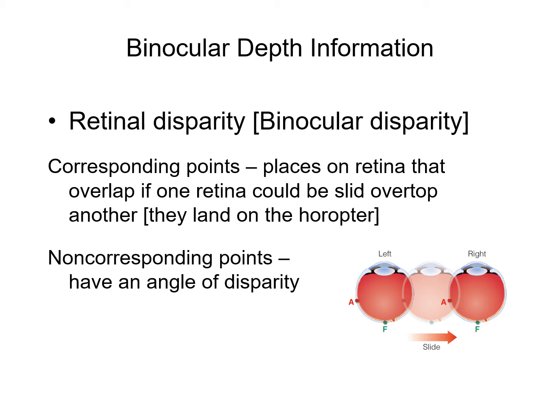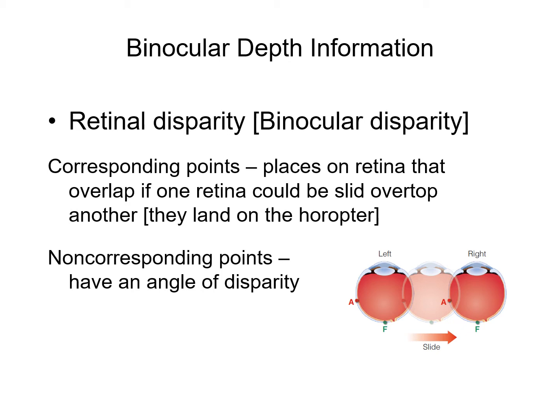Some important terminology for understanding retinal disparity, sometimes called binocular disparity. They're just the differences between the two eyes, or the differences between the two retinas. There are corresponding points, places on the retina that, if we took one retina out of your eye and slid it over top of the other retina, would be on the same place. They would be landing on each other. They're basically landing on what I'm going to call the horopter, which I'm going to describe in a second.